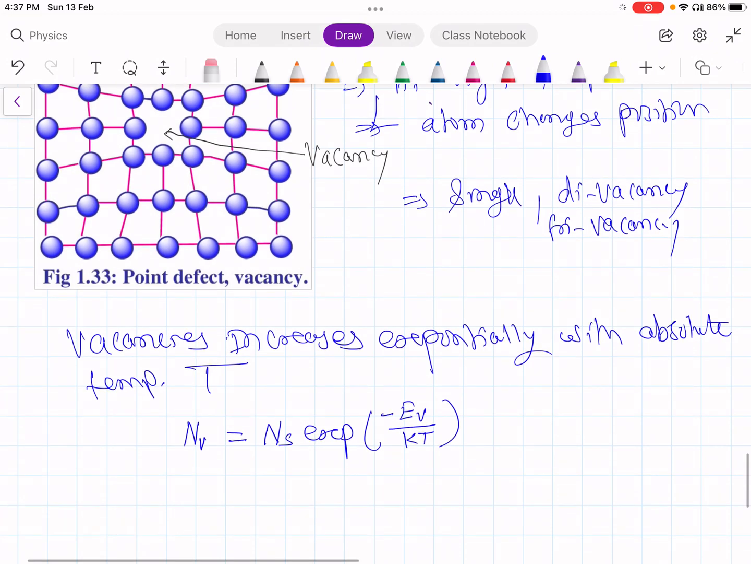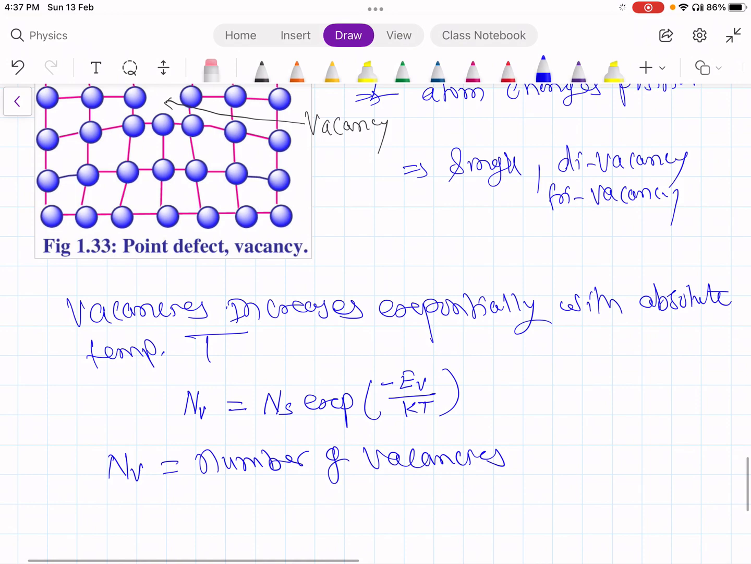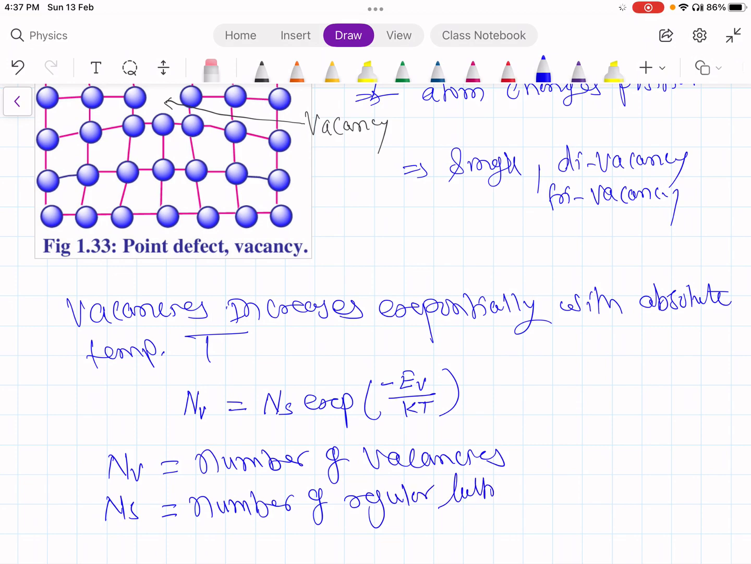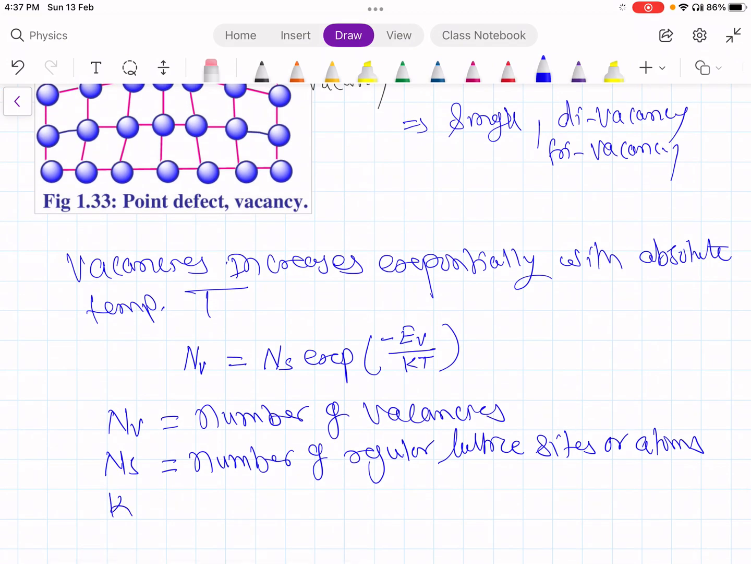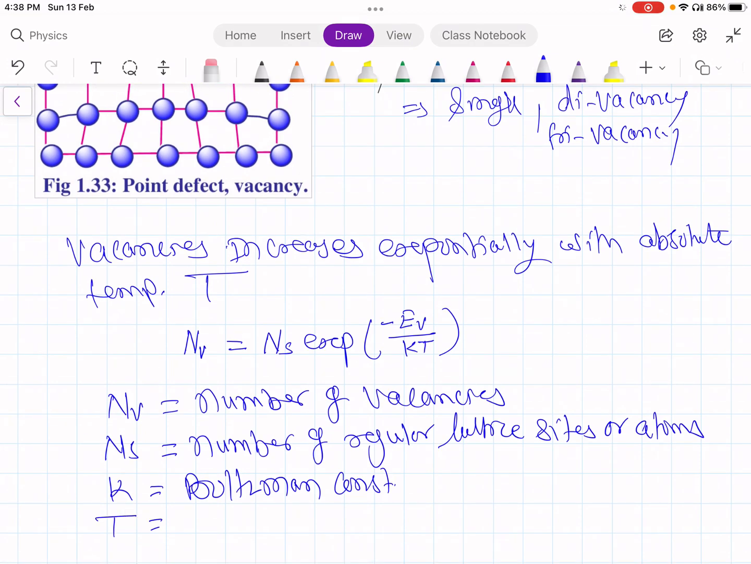In this case, let me write here, NV stands for number of vacancies. Ns is the number of regular lattice sites or atoms. K is obviously, you know, the Boltzmann constant, and T is the absolute temperature. So we can find out the number of vacancies using this formula. So that was about the vacancy point defect.